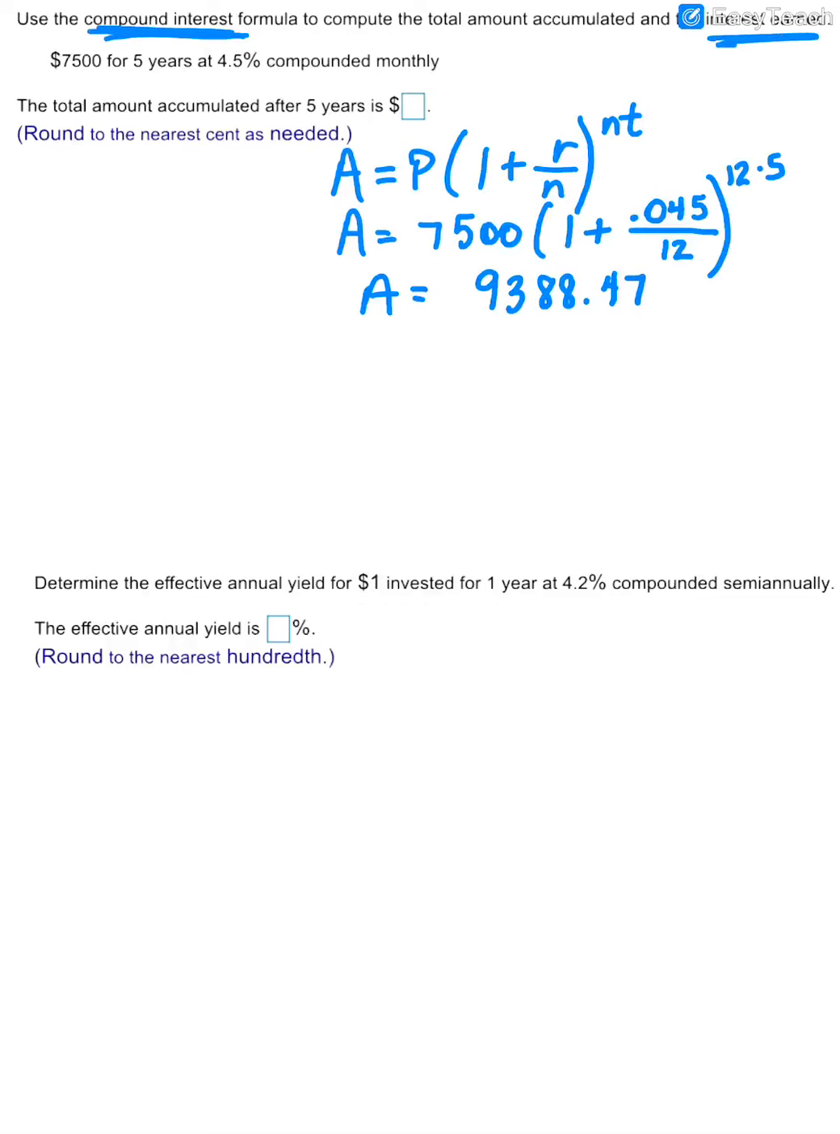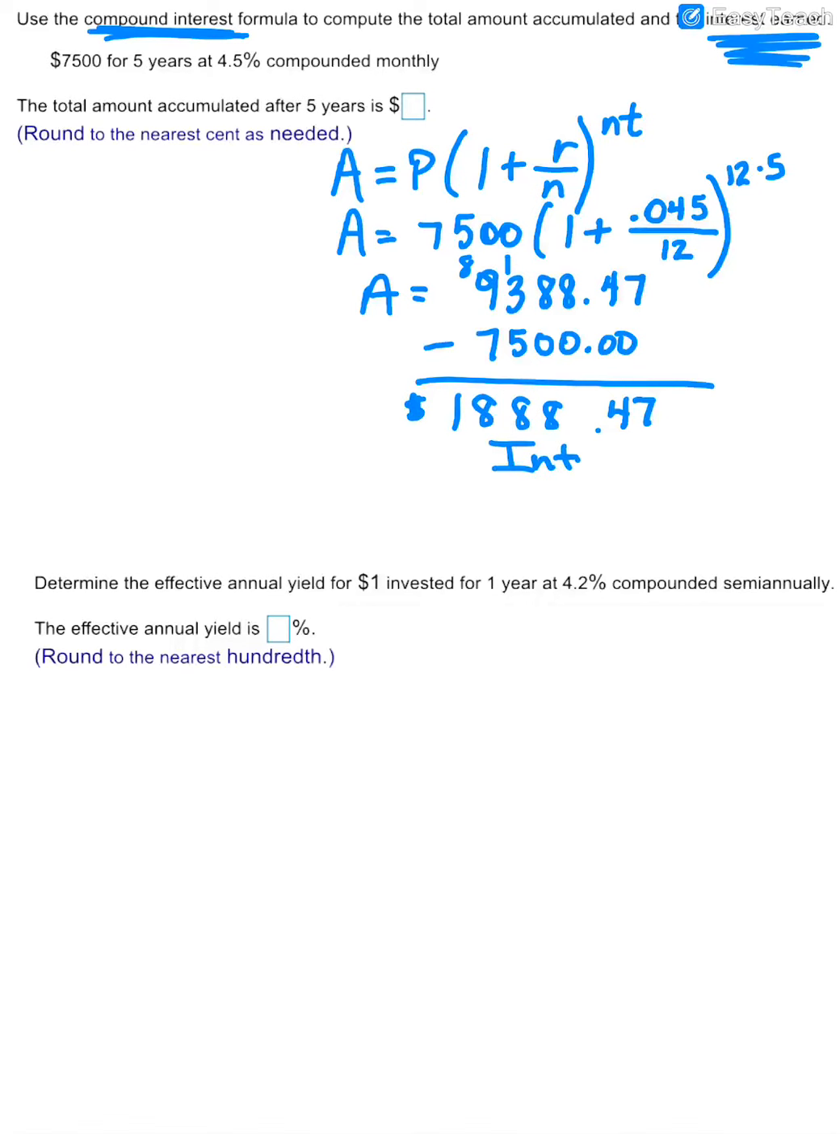The second part, they wanted to know, well, how much interest did they earn? So if you take that amount and you subtract the original amount that they deposited, that tells you how much interest they actually earned. So in this particular case, they would have earned $1,888.47 in interest.